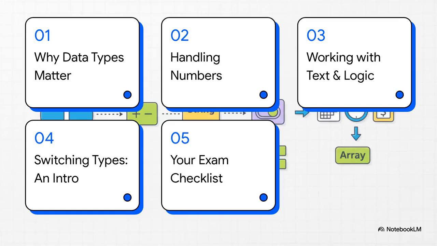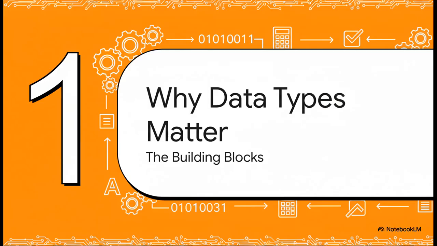So here's our game plan for the next few minutes. We're going to start with why data types even matter in the first place. Then we'll look at handling numbers, text, and logic. After that, we'll get into a really powerful technique called casting. And we'll finish up with a checklist straight from the OCR specification, just to make sure you're totally exam ready. Okay, let's jump right into our first section.